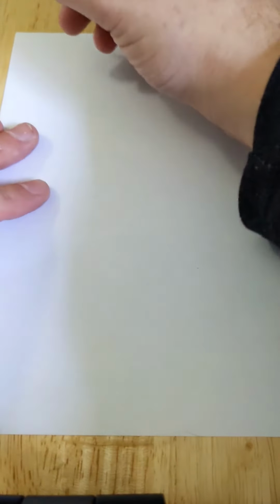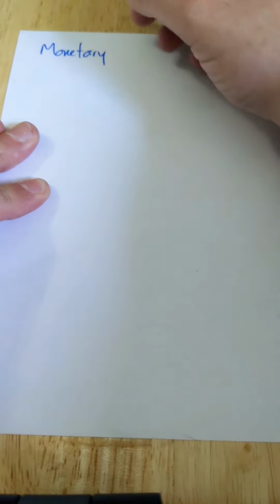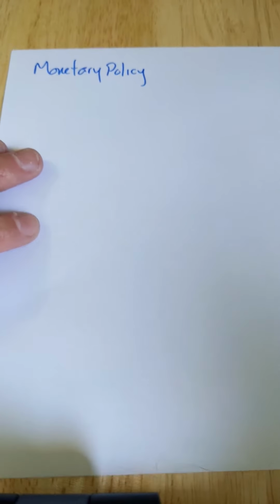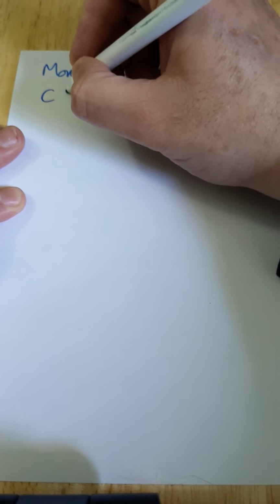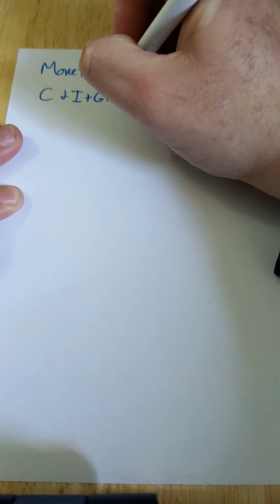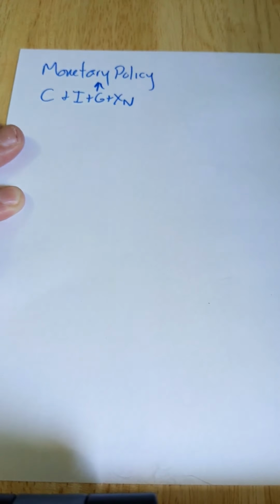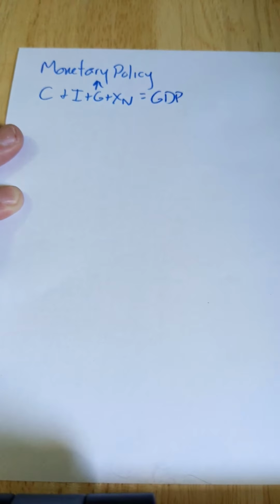All right, so today we're going to talk about monetary policy, which are actions taken by the Federal Reserve. As you remember, or should remember, fiscal policy is the government's taxing and spending. And the goal with that is, if we look at the C plus I plus G plus X sub N equation, expansionary fiscal policy is intended to make this number go up, to make government go up. And then that will, in turn, make GDP go up.